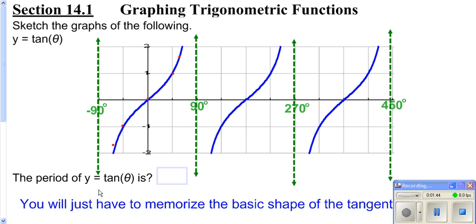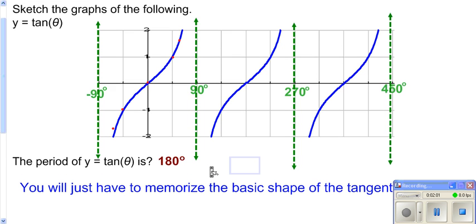tangent graph. The period of your tangent graph is how far you have to go horizontally before it starts to repeat, and that's from between your two asymptotes, from negative 90 to positive 90. So your period is pi, or if you're dealing with degrees, it's 180 degrees.